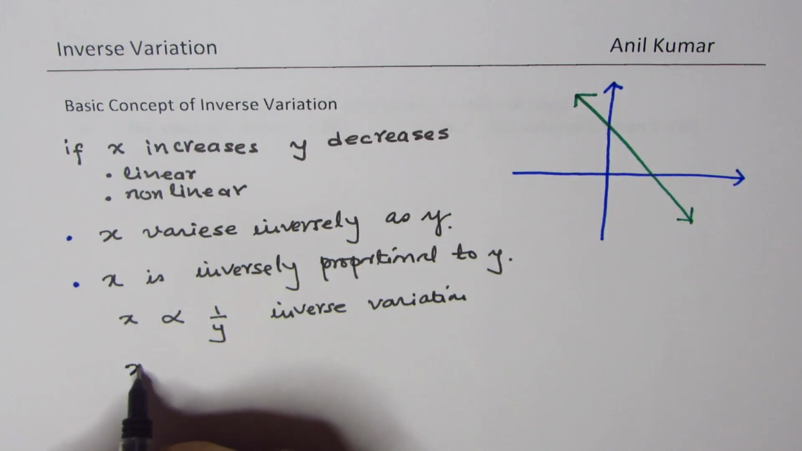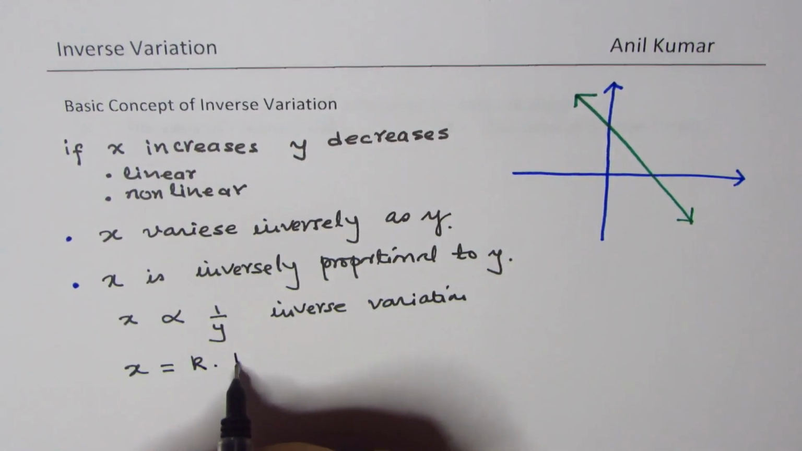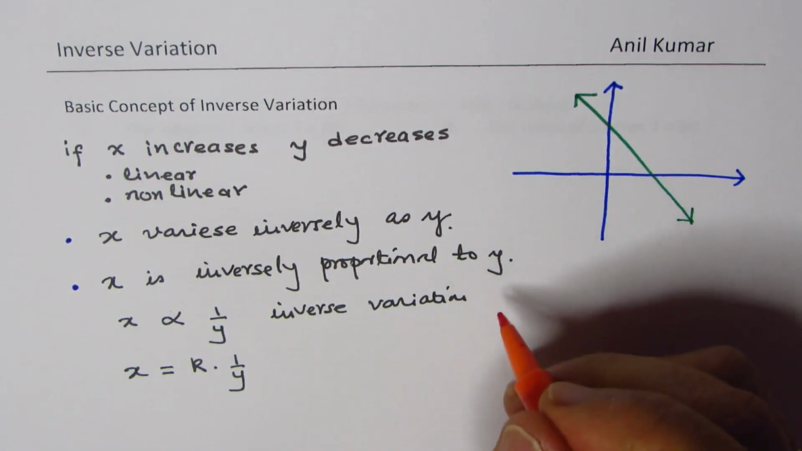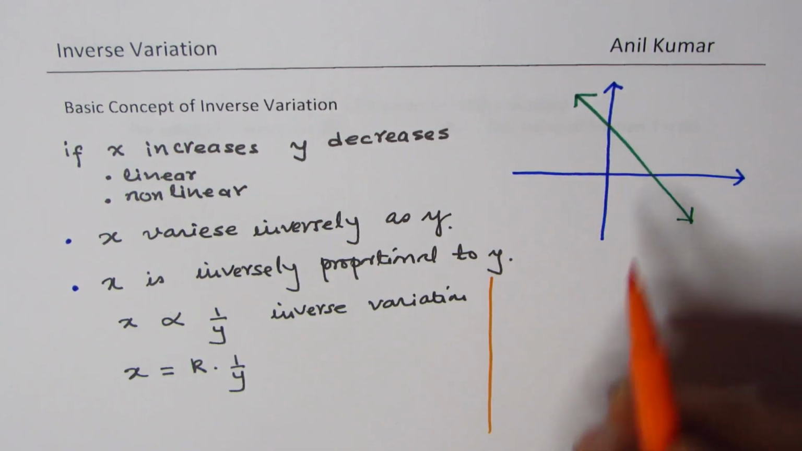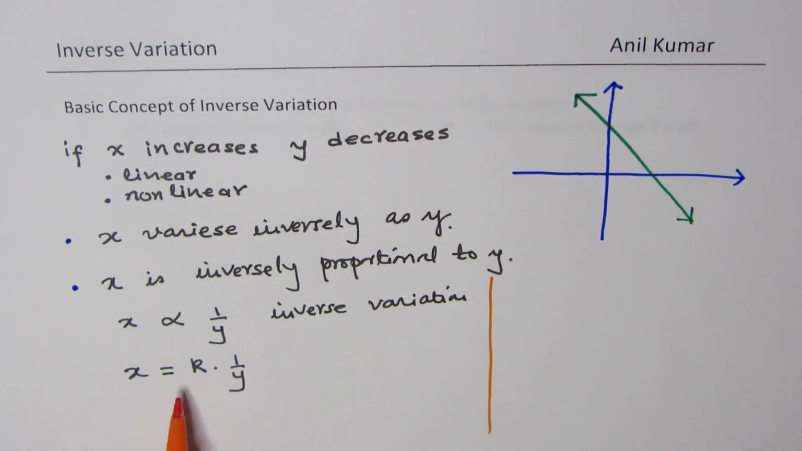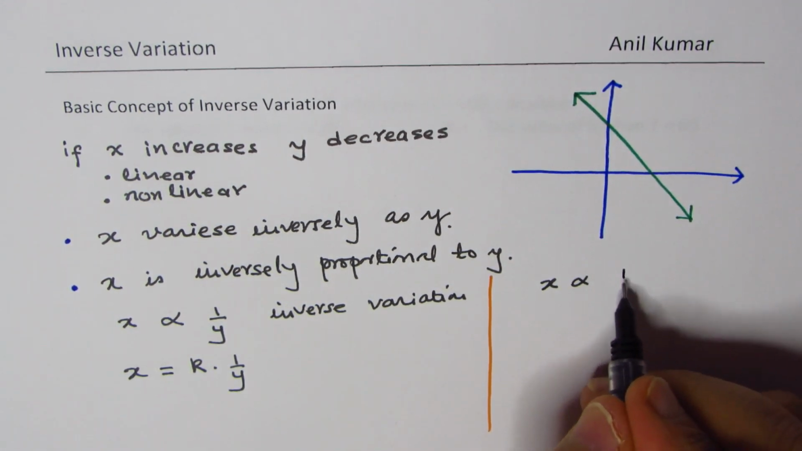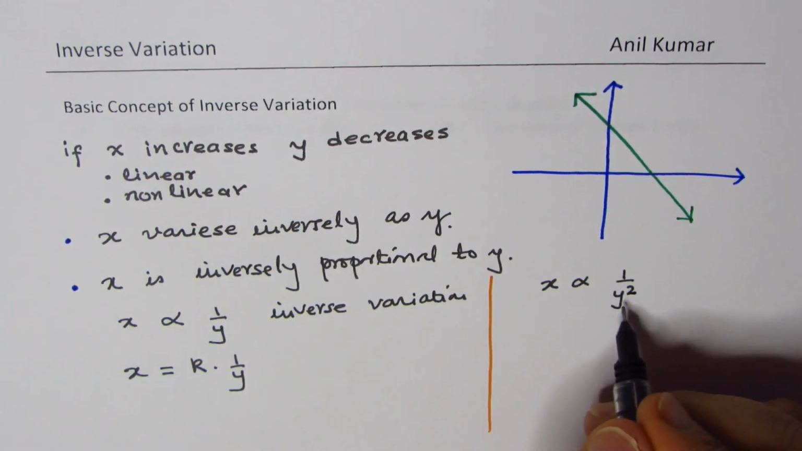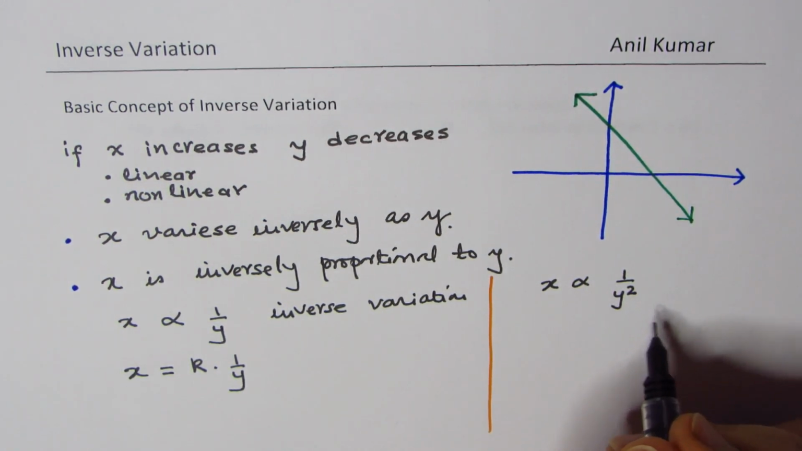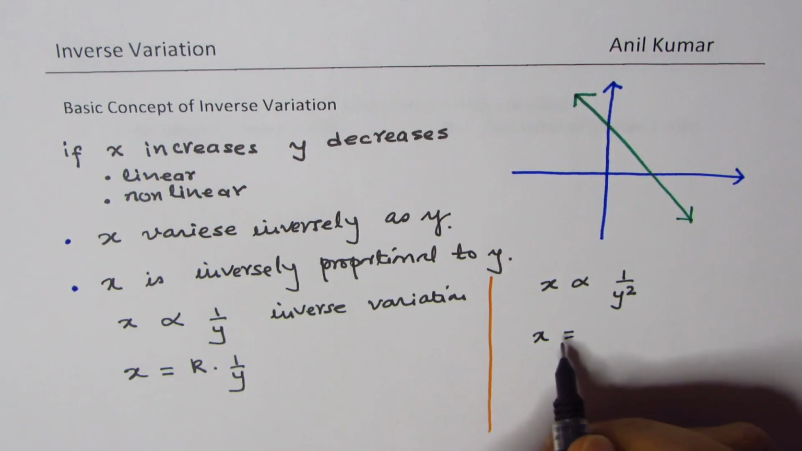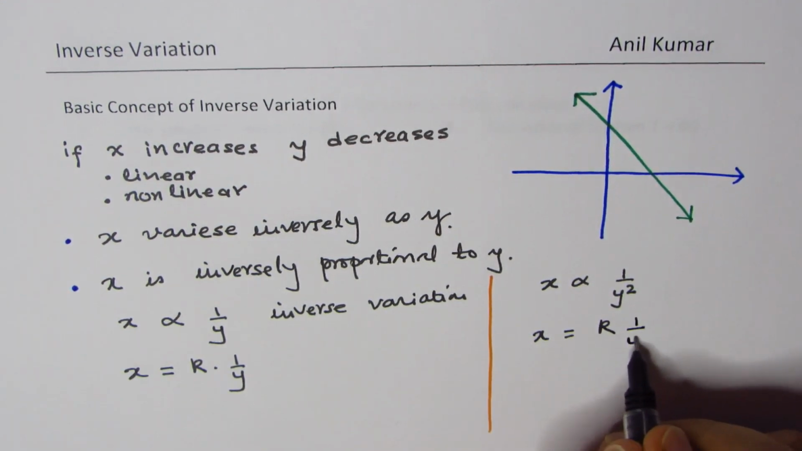In that case, we could write x is equal to some constant times 1 over y. Is that clear to you? So if I am given a few points on a line, we'll find out the value of the constant and then solve related questions. We could also have scenarios where we say x is proportional to 1 over y square. So it could be inversely proportional to any other function of y, right? This could also be written as x is equal to k times 1 over y square.